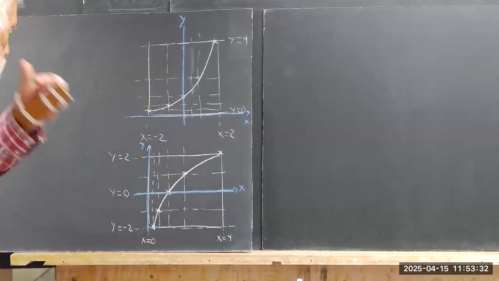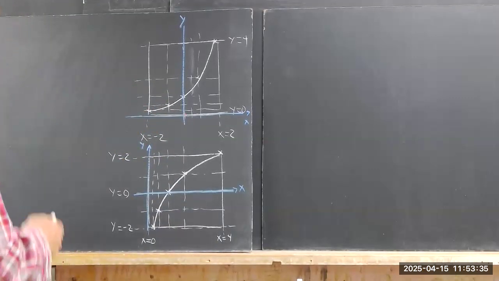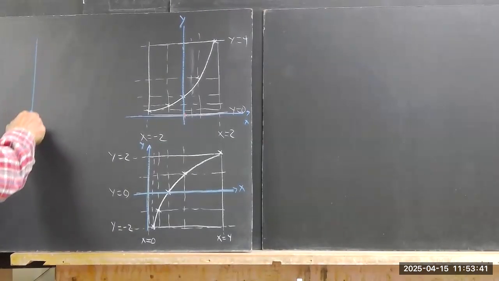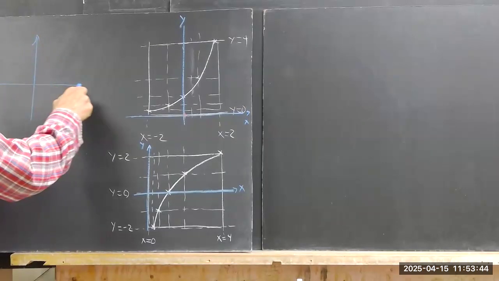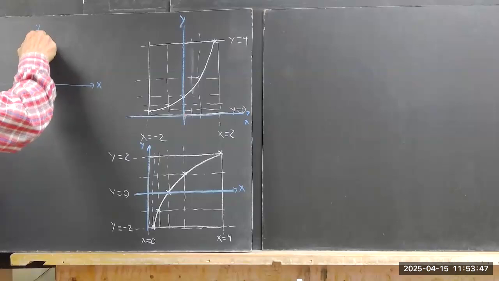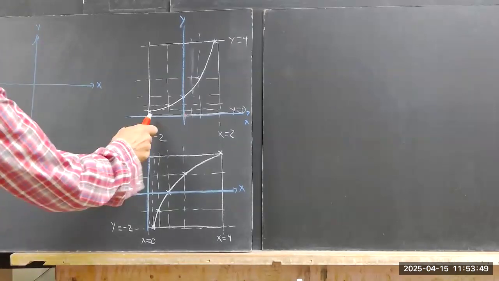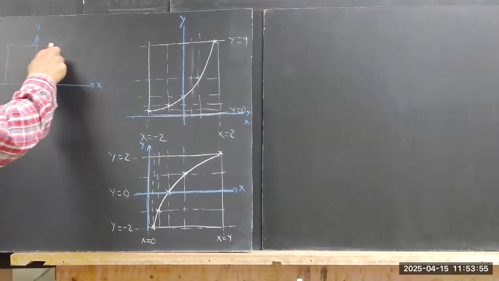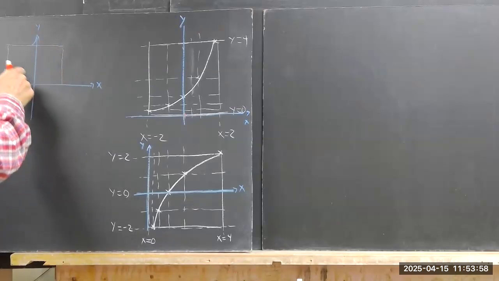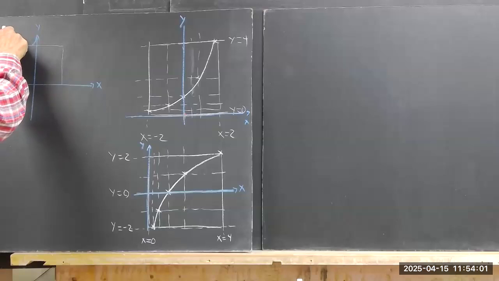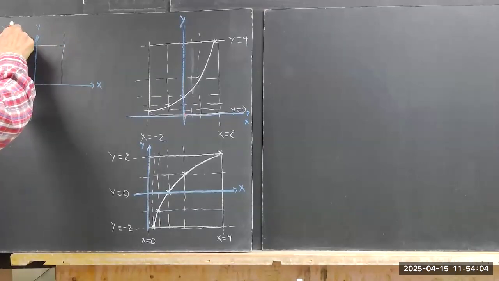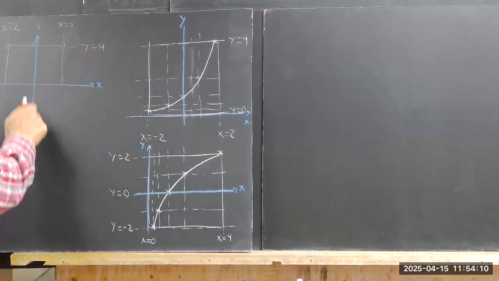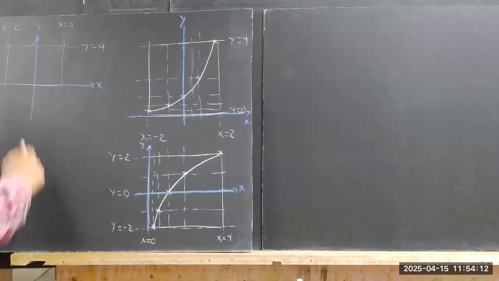So if you try to put these two graphs on a set of coordinate axes, rectangle, here, this line is x equals 2. This line is y equals 4. And of course, y equals 0 is your x-axis.